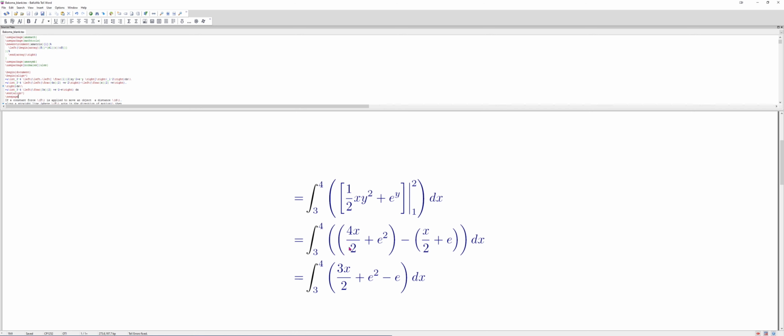Then you need to subtract these. When you subtract, you get 4x on 2 minus x on 2, which is 3x on 2. And you can't really do anything about these. This e squared is just a constant. e is about 2.71, so when you square it, you get something close to 7. So this value is about 7, and this is just your 2.7. These are just constants. Okay, so you go from here to here.